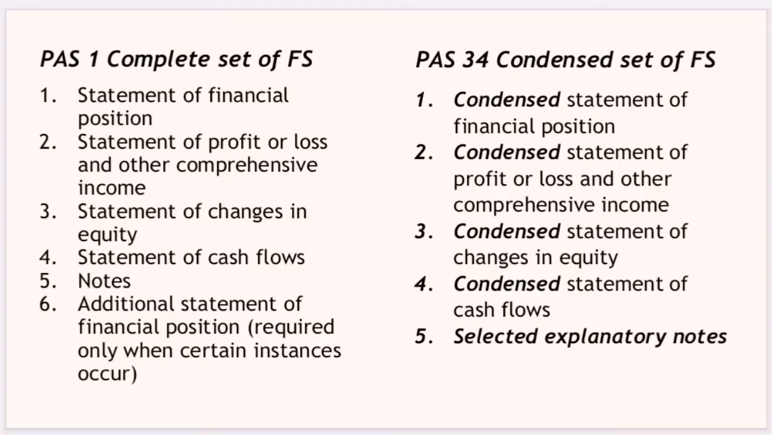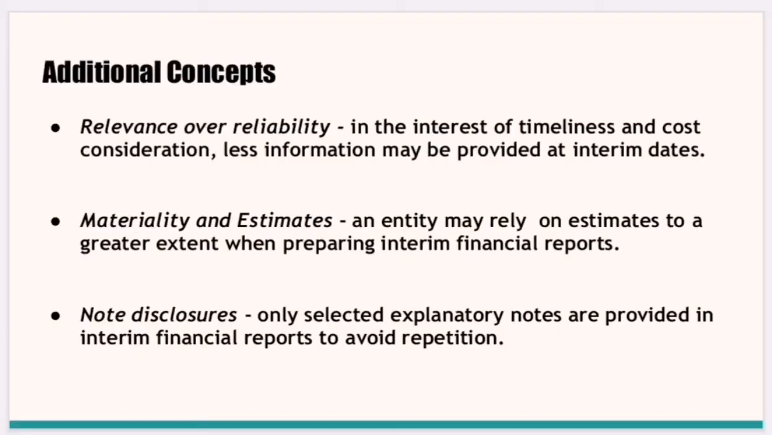Here are the list of complete set of financial statements under PAS 1 and condensed set of financial statements under PAS 34. So most of the content of these two sets of financial statements are the same except for the term condensed or more precise statement under the condensed set. Moreover, complete set has an additional statement of financial position which is absent in condensed set. Here are other additional concepts in interim financial report.